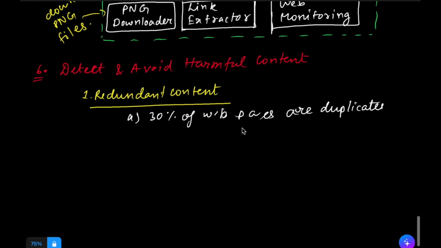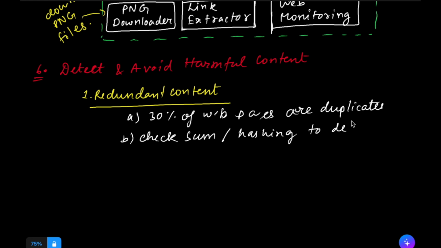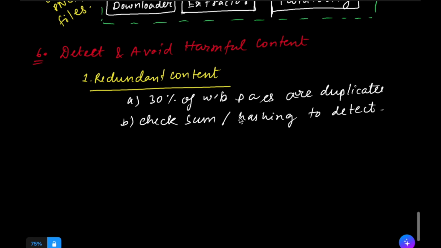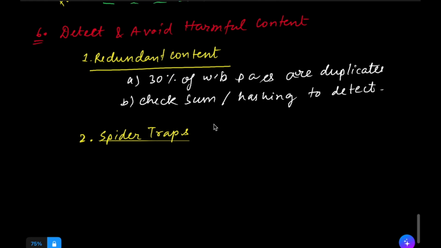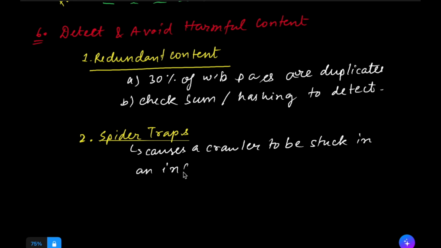So how can we detect them? We use a checksum, or let's say we use hashing, to detect the redundant web pages. Another thing, after redundant content, is a term called spider traps. So what is a spider trap? The URL is such that the crawler will be stuck in an infinite loop. A spider trap causes a crawler to be stuck in an infinite loop.